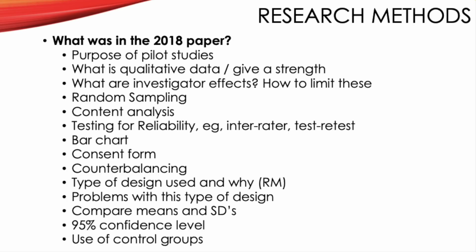You also had to construct a bar chart, you had to make your own consent form, there was a question on counterbalancing, what type of design was used within a scenario and why, so that was repeated measures. You've got problems with this type of design, so repeated measures, comparing means and standard deviations within a table. There was also a question on the 95% confidence level, why we use control groups and what's good about this.